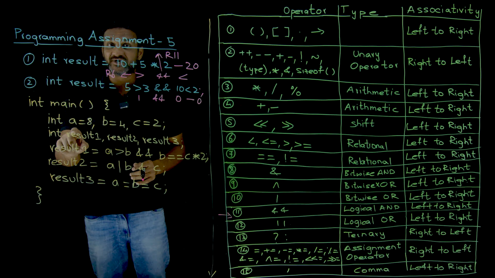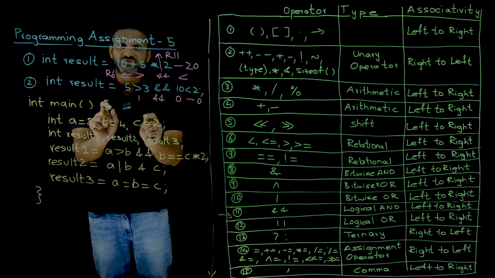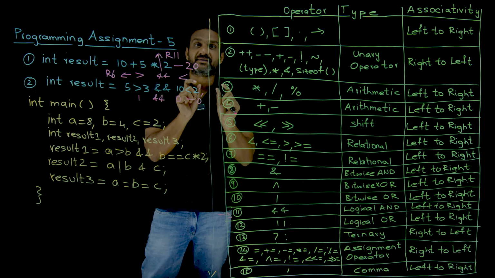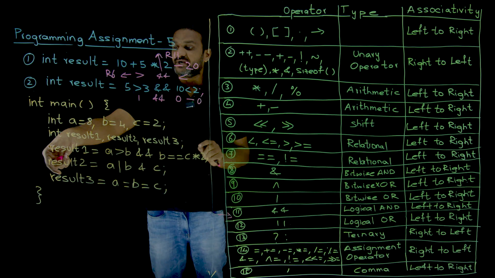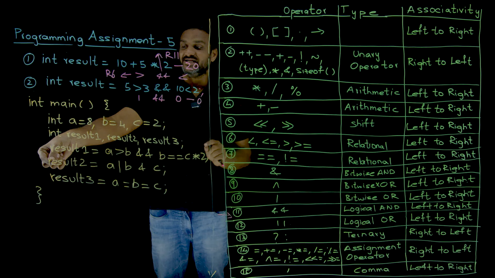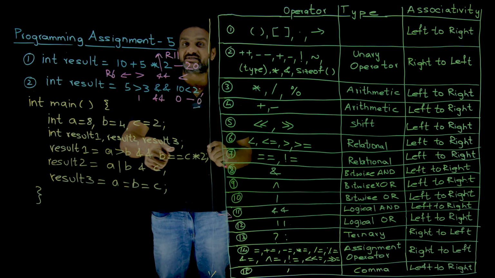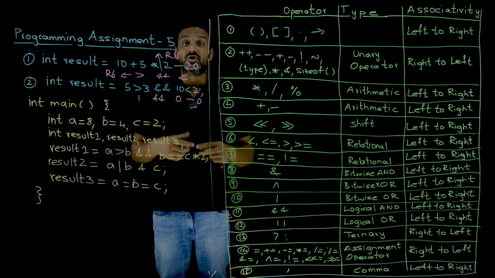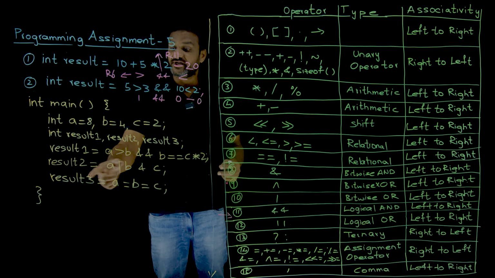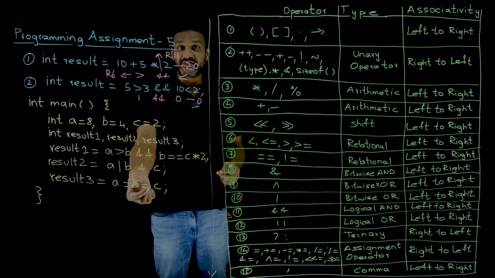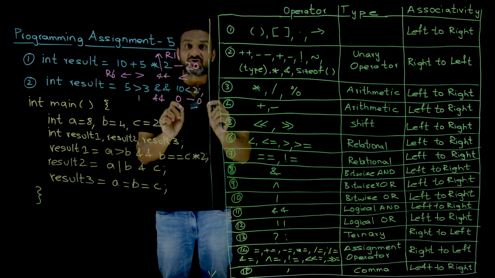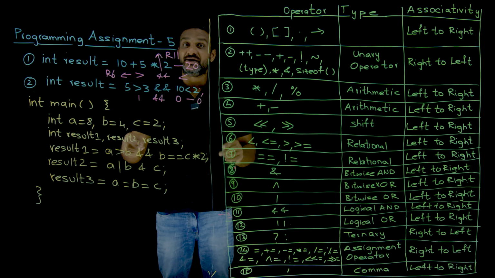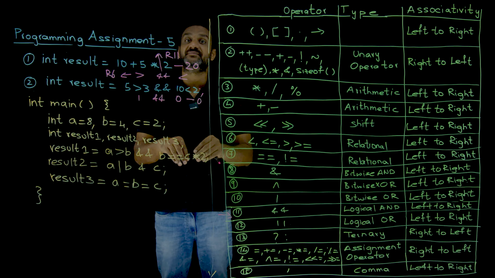This is the assignment, and I request all of you to participate in it and post your comments on all these results. Result 1, what is the value that is getting stored? Result 2, what is the value that is getting stored? And what is the outcome that is getting stored in result 3? Result 3 is a bit tricky, so I request all of you to pause this video, take this assignment, and post your answers in the comment section.